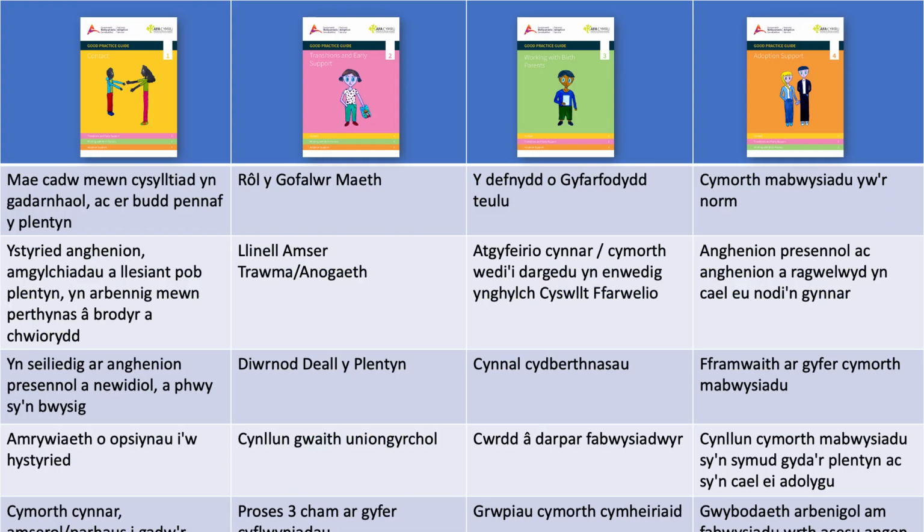Lastly, this slide looks at the 4 good practice guides that are available. They are contact, transitions, working with birth parents and adoption support, and they really underpin the whole way in which we're modernising adoption in Wales. As I say, they're all available on the National Adoption Service website, so do have a look at them. They're very useful, particularly looking at the childcare social worker's role in joint care proceedings, and they should be able to help you, particularly if you're new to adoption work. So do have a look at those.